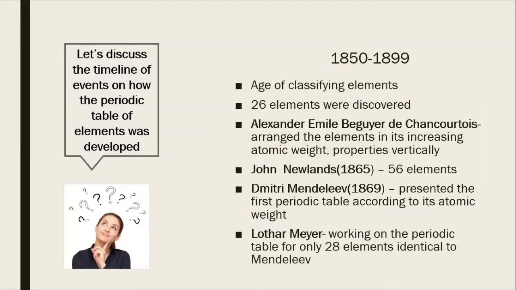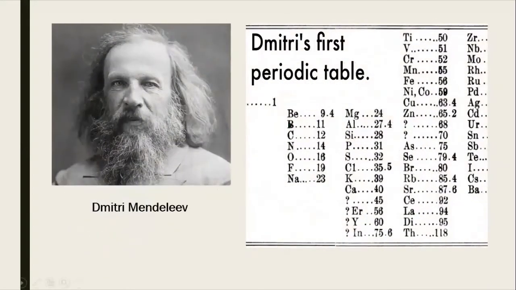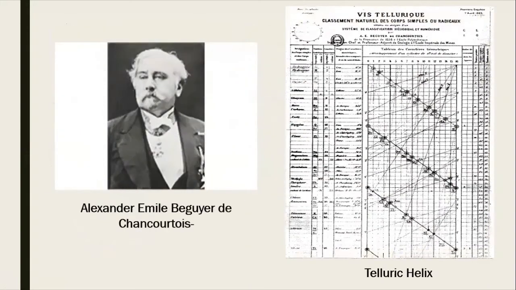Okay, so next. Let's have this one. Okay, so this is Dmitri Mendeleev's periodic table. So ito yon. So ibig sabihin na i-arrange na yung kanyang mga elements according to the atomic weight o yung tinatawag natin atomic mass.